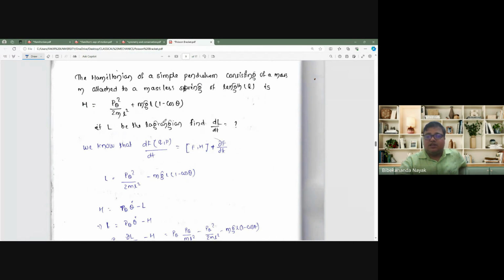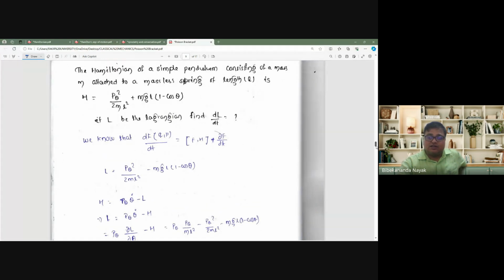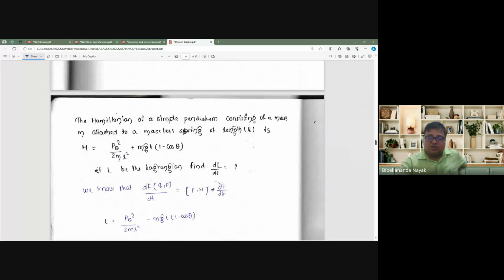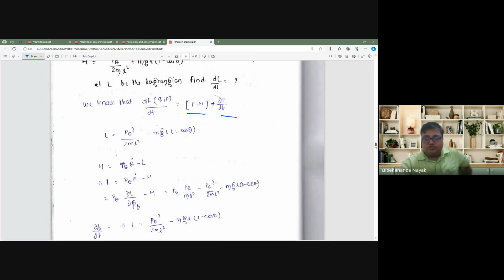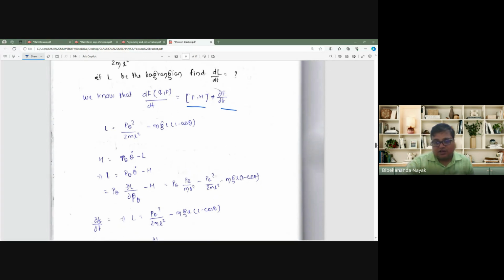The Hamiltonian is given. If L is the Lagrangian, find dL/dt. Okay, you have to calculate dL by dt. So H is given. First problem, how do you calculate L? Then you do this. We have the formula: the derivative of any quantity is equal to the Poisson bracket with H, plus del F by del t. H is given. How do you calculate L?